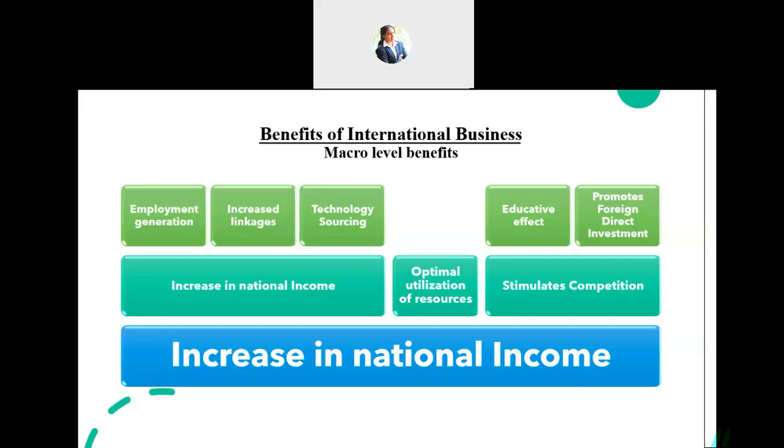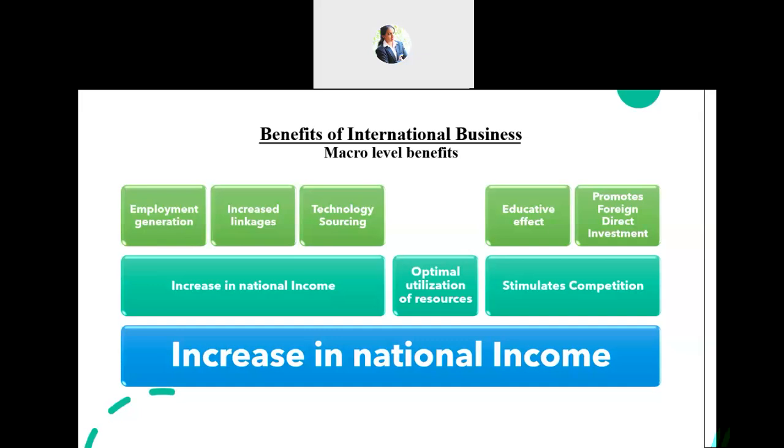The next one is, it always promotes foreign direct investment. The level of international business of a country often becomes a base for the flow of foreign direct investment into the country. In today's economic environment, it goes without saying that it is difficult, no matter which country it might be, to grow in the absence of FDI. There are many companies which have grown following the heavy investment from other parts of the world.